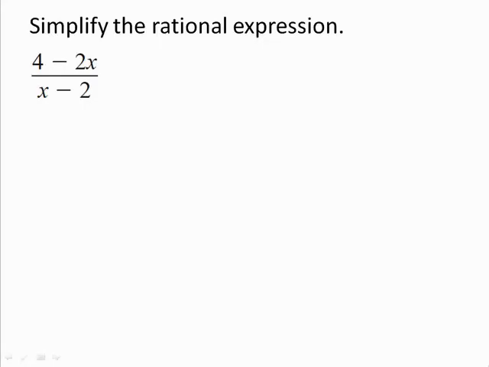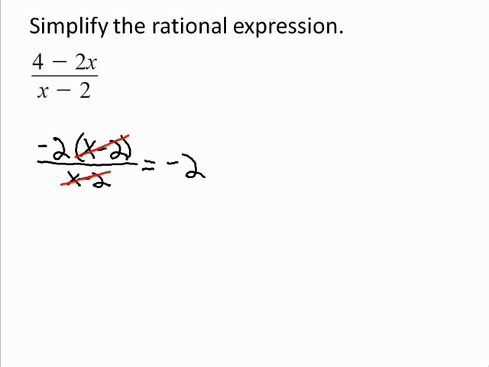Simplify the rational expression 4 minus 2x divided by x minus 2. Start by factoring a negative 2 out of the numerator. Negative 2 times the quantity x minus 2, divided by x minus 2. There is an x minus 2 in both the numerator and denominator, so they cancel out. You are left with negative 2.